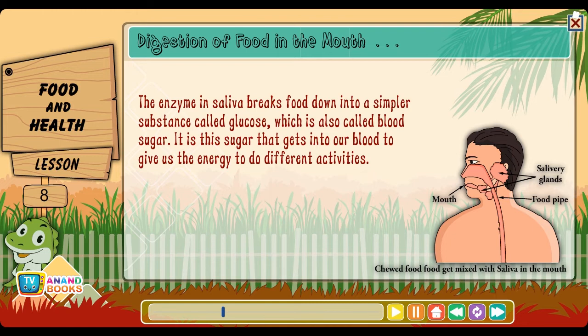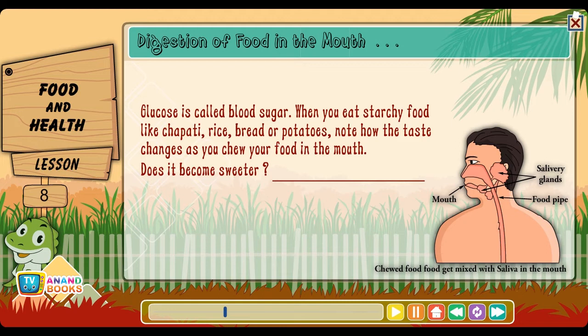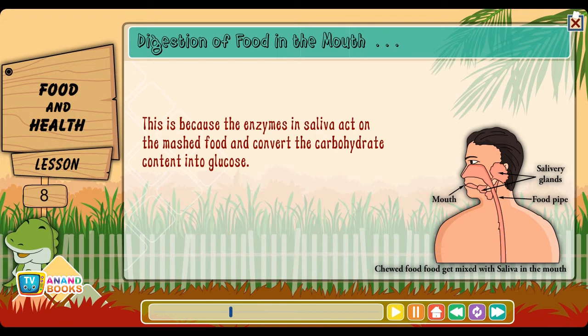Glucose is called blood sugar. When you eat starchy food like chapati, rice, bread, or potatoes, note how the taste changes as you chew your food in the mouth. Does it become sweeter? This is because the enzymes in saliva act on the mashed food and convert the carbohydrate content into glucose.